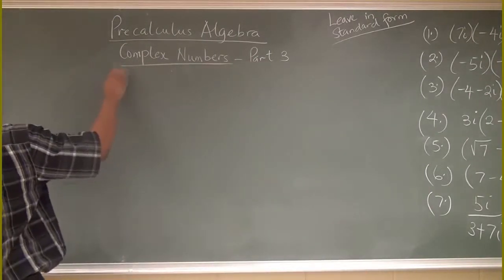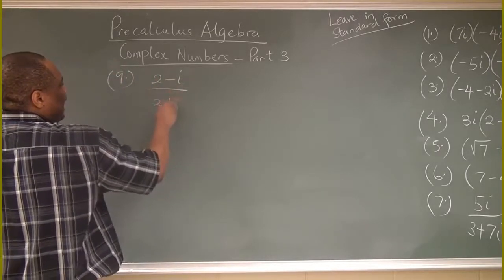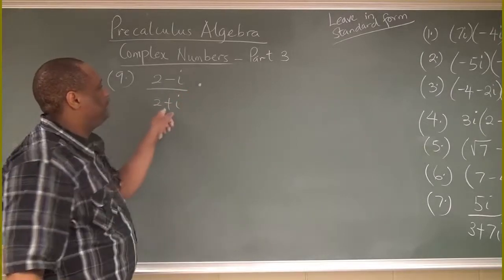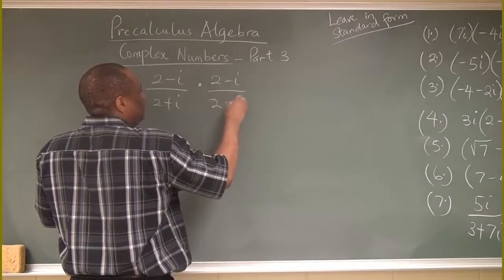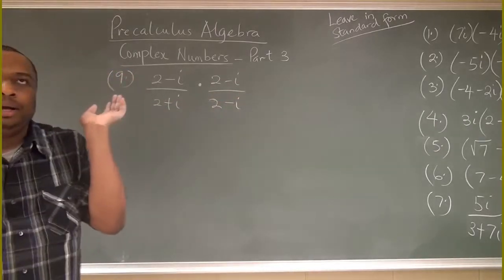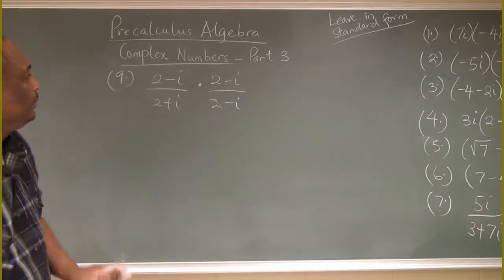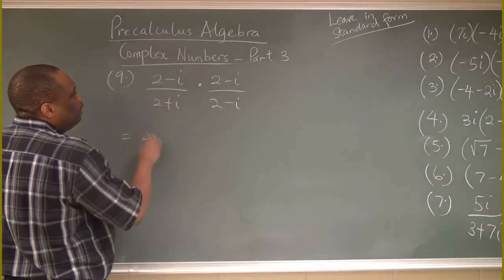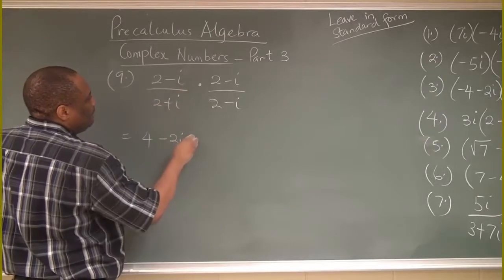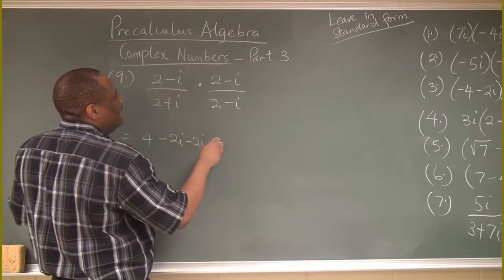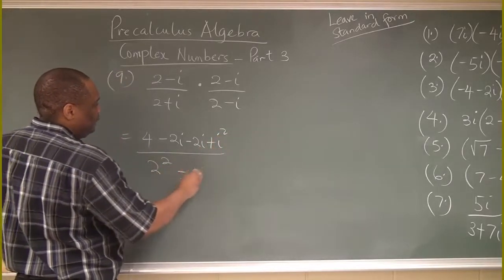Question 9. You have 2 minus i over 2 plus i. So what is the conjugate of 2 plus i? It's 2 minus i all over 2 minus i. You multiply both the numerator and the denominator of the complex number by the conjugate of the denominator. So this will give us 2 times 2 is 4. 2 times negative i is minus 2i. Minus i times 2 is minus 2i. Minus i times minus i is plus i squared. All over 2 squared minus i squared.